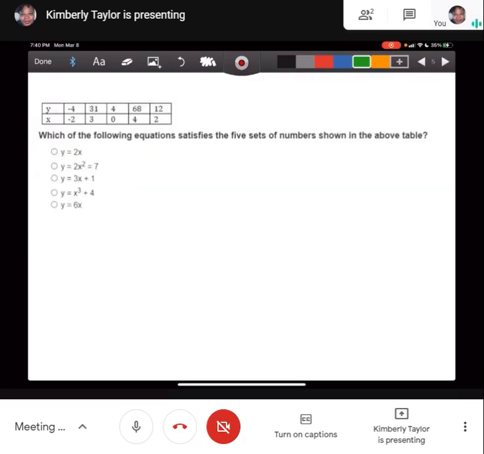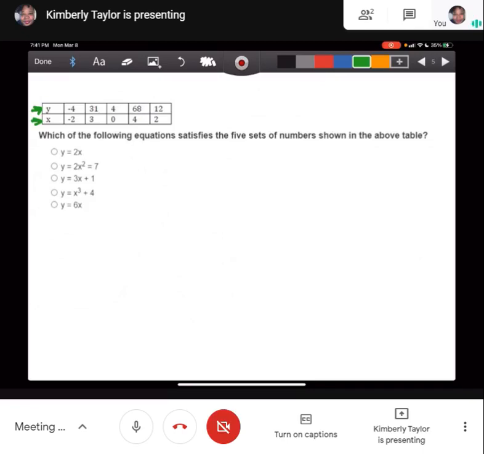Alright, next question. It says, which of the following equations satisfies the 5 sets of numbers shown in the above table? Okay, now, if you're going to take the GED and if you're truly studying, some stuff you just need to know offhand. You just really need to know this. When I look at this table, first off, understand the y values are up top, the x values are on the bottom. Usually it's x of y, but either way, I guess they're trying to make sure you're paying attention.